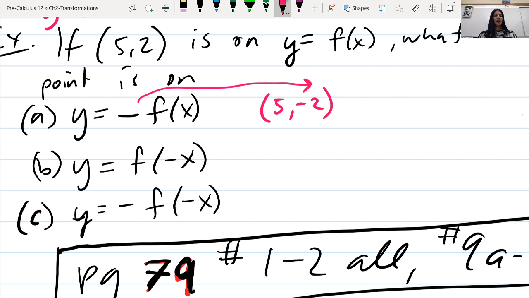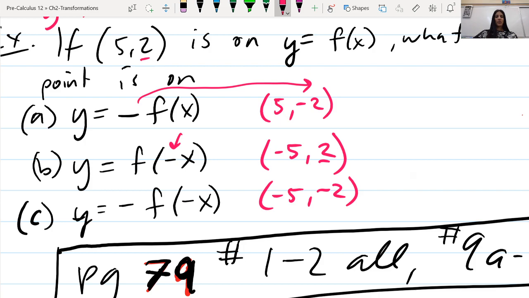In the next one, I would ask myself the same question. Is this negative going to affect your x values or your y values? And it's only going to affect your x values. So now I get negative 5, positive 2. So I keep that 2 the same here and here. And in the last one, y equals negative f of negative x. They're both negative. Negative 5, negative 2 is what we would get.